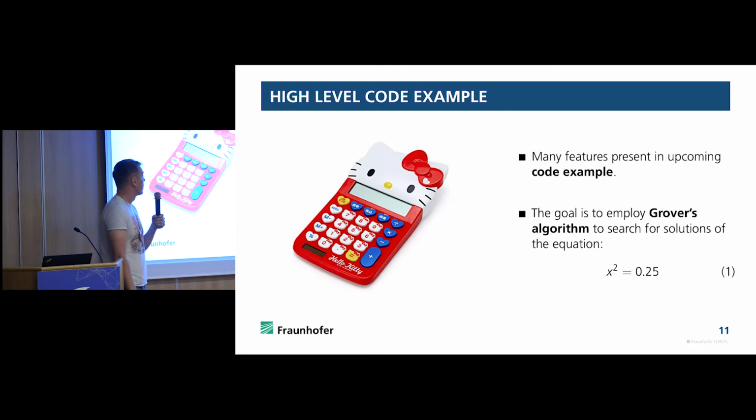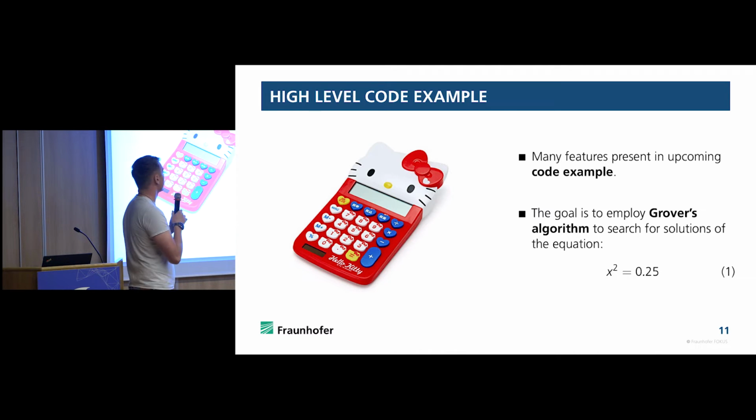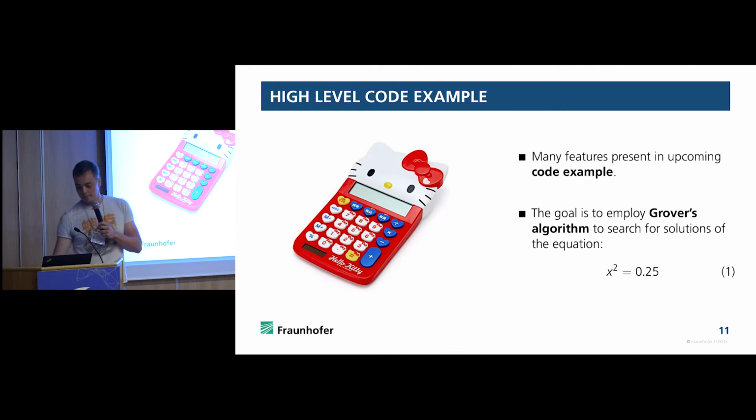Okay, so I will demonstrate a code example. In this example, the goal is to employ Grover's algorithm to solve a really simple equation. But obviously it's an example to show you the features that Qrisp can give you.